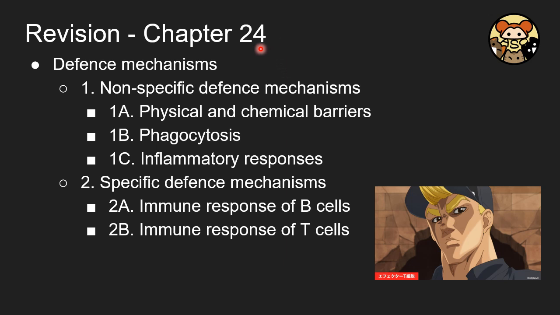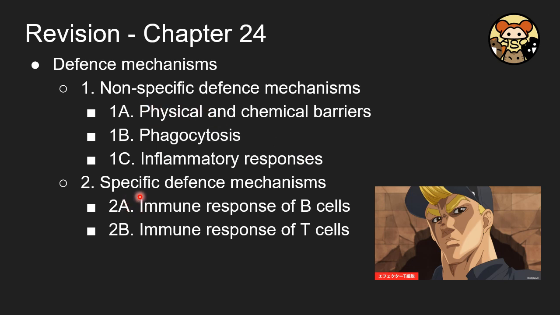So first of all, what are the defense mechanisms in our human body? There will be generally two types. The first one is the non-specific defense mechanism, which includes the physical and chemical barriers, phagocytosis, and also the inflammatory response, because they can react to all kinds of infections. So we call them non-specific.